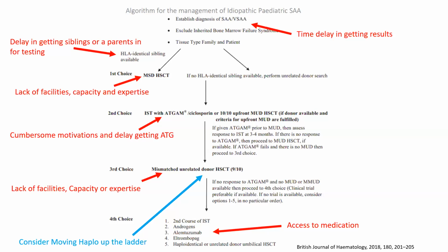Tissue typing is done reasonably quickly and efficiently now by DKMS, who are supporting us with that. So often we can get our tissue typing back before we can confirm a diagnosis of severe aplastic anemia. Many of our patients come quite far away, up to 600 kilometers away from the treating center. So to get the parents and the siblings there for testing often also results in a delay, which further delays the progress on the algorithm.